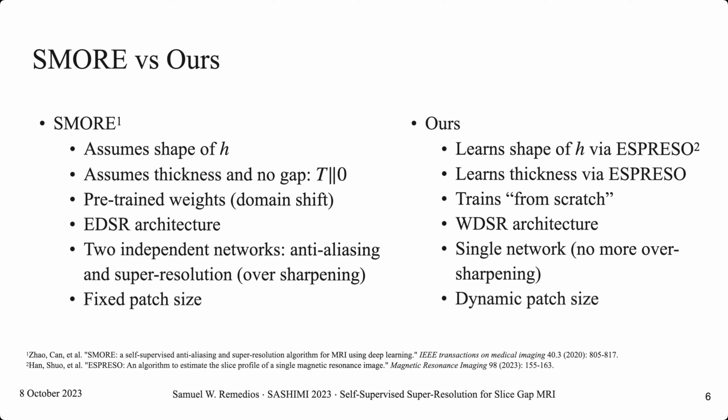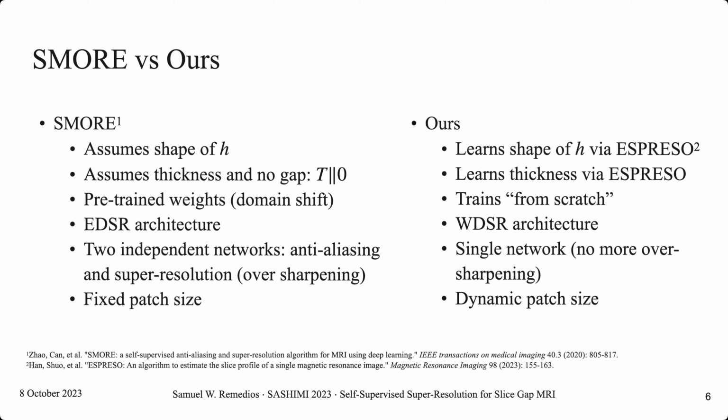Finally, SMORE was trained with a fixed patch size. Regardless of the slice thickness and gap, a fixed patch size was used. This means that, for example, a patch size of 32 by 32 for a 6 skip 2 image would only have 4 pixels of context after degradation in a single direction. To address this, we adopt a dynamic patch size defined in a low-resolution space. So we choose 48 by 48 as our patch size, and if we have that same 6 skip 2 image, we would still have 48 pixels of context, but the high-resolution patch will be of dimension 384.